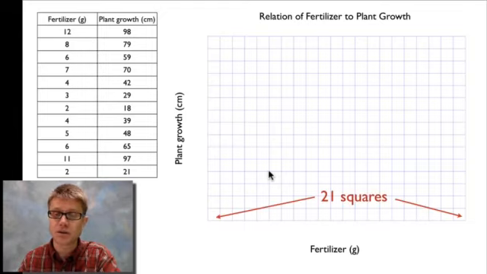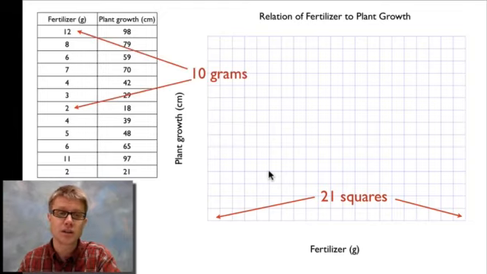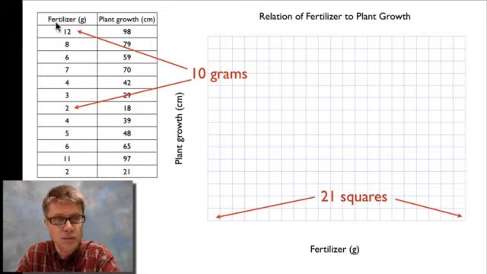And so this is sometimes difficult. First thing I want to do is count the number of squares, and so I count the total number of squares, and it's 21 squares, and then I look at the range. And so you can see here that my fertilizer values go from 2 to 12. And so I have a spread of 10 grams that I want to make sure I'm able to graph.